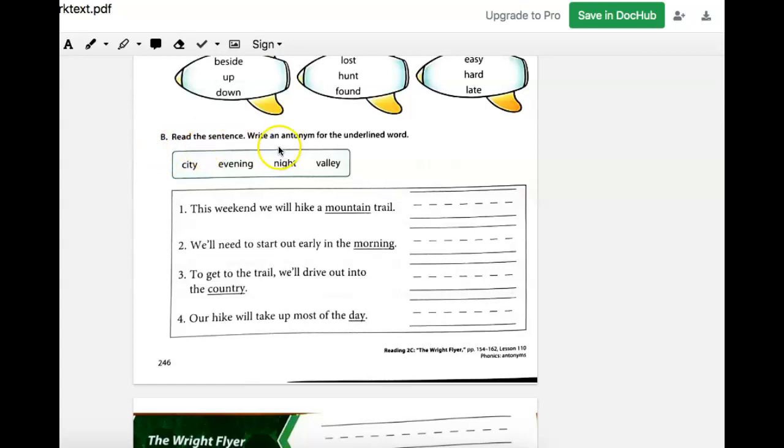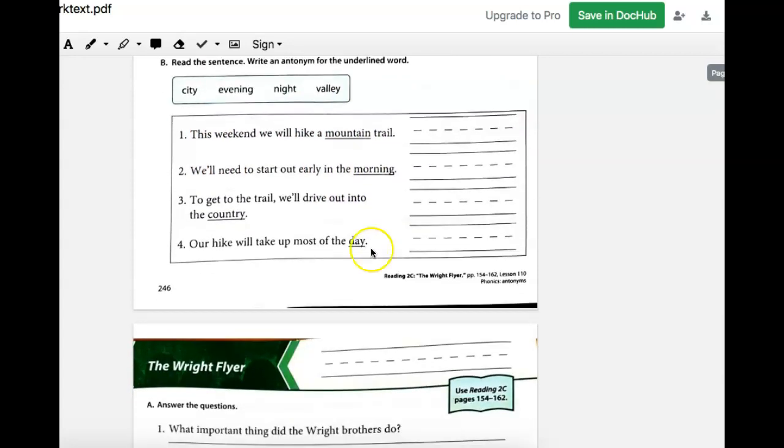Part B, you're going to read the sentence and write the antonym for the underlined word. Let's try number 1 together. This weekend, we will hike a mountain trail. What is an antonym for the word mountain? Is it city, evening, night, or valley? The correct answer is valley. Very good. And the rest you can try on your own.